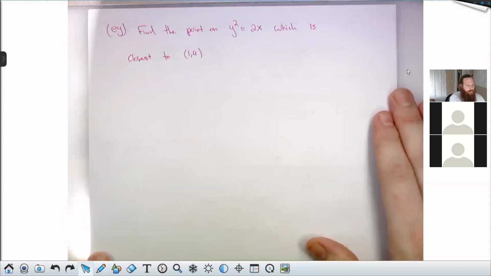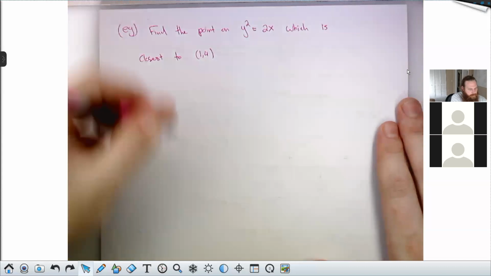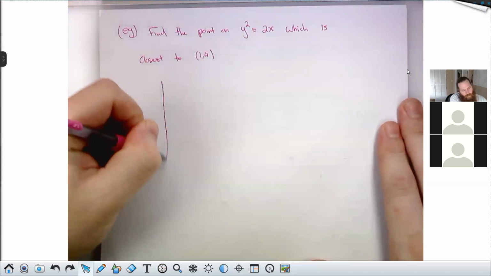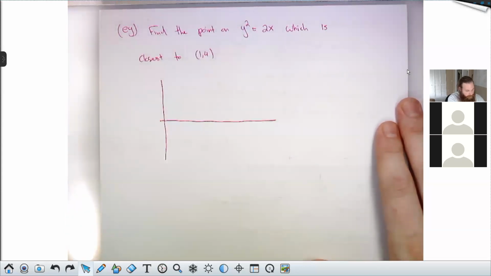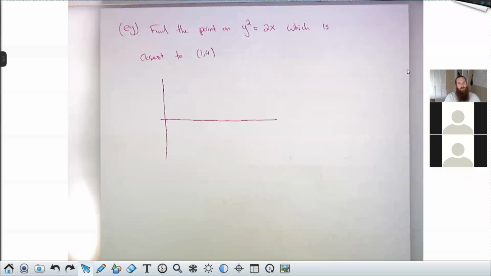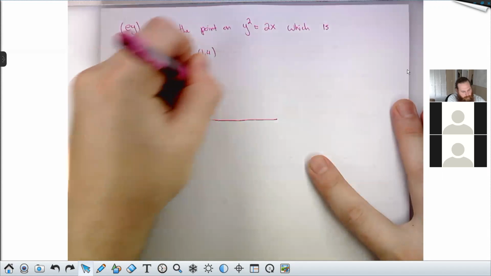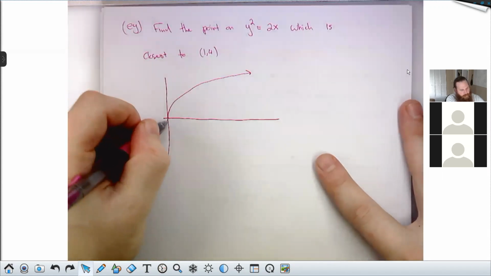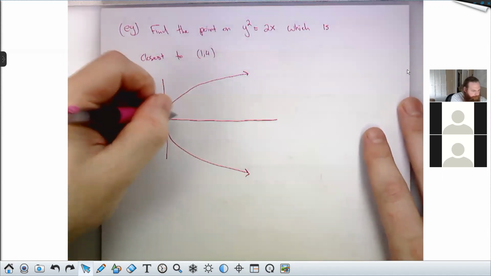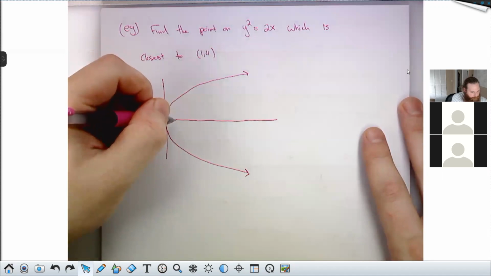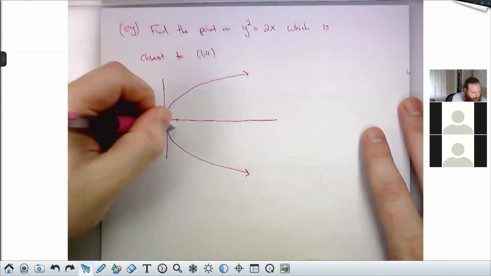So I'd like to find the point on this sideways parabola that is closest to 1, 4. You could make a table of values or use what you remember about conic sections from pre-calculus to get the graph of y squared equals 2x. It looks the same as y equals 1/2 x squared, just flipped sideways. The vertex is at the origin, and it opens to the right. The point 1, 4 is way up here.